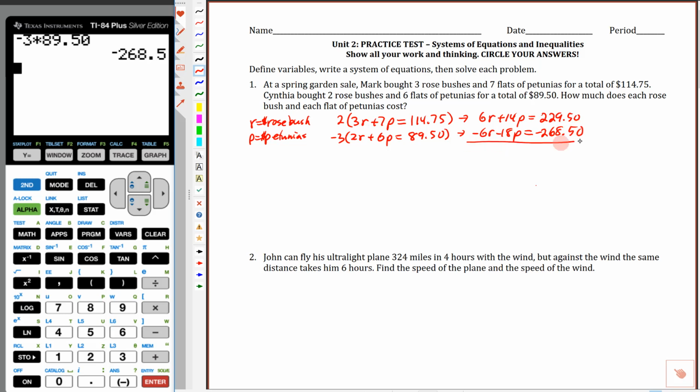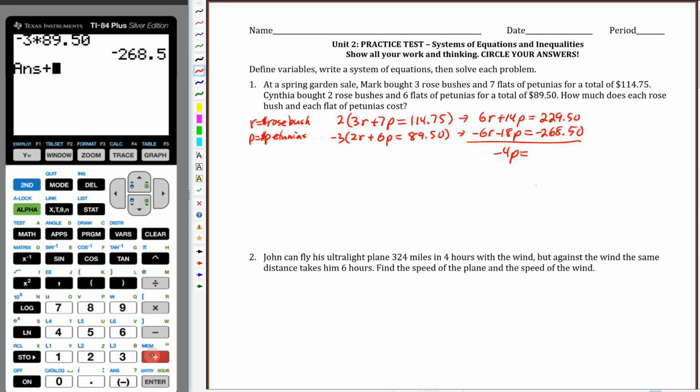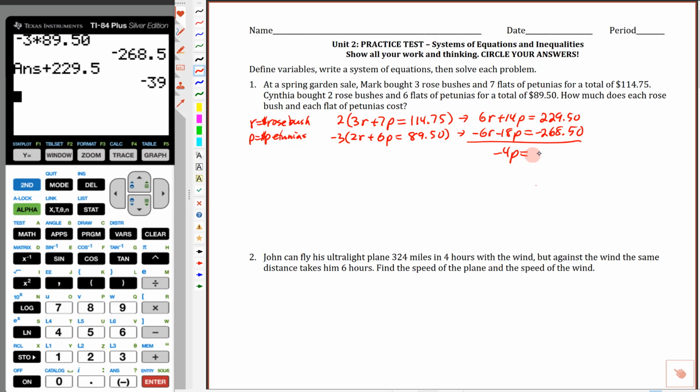And let's go ahead and combine these. So this is going to go away. That's going to leave us with a negative 4p. And then on the other side, I'm just going to go ahead and add this. So we're going to take negative 268.5 and add 229.50. So we end up with negative 39.